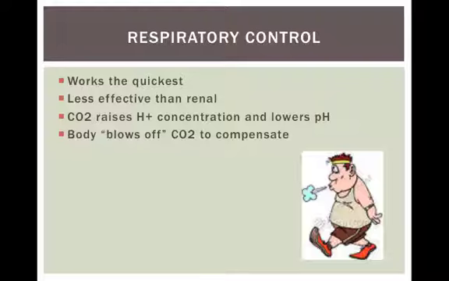And the lungs know to do this because if you have a falling pH and you're becoming more acidotic, it will stimulate peripheral and central chemoreceptors, which will increase your ventilation, and that's going to increase your expelled CO2 and reduce the hydrogen ions.